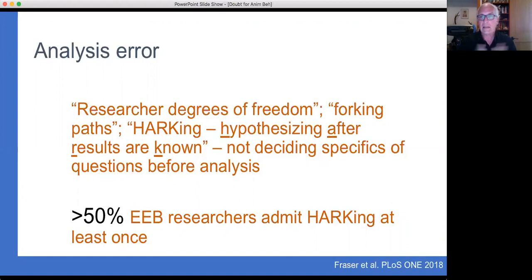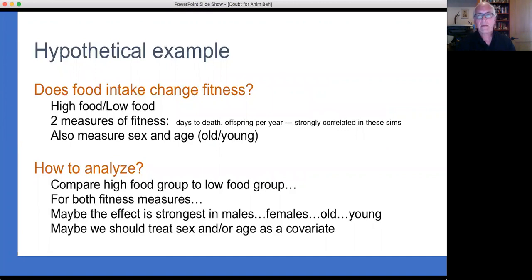A lot of us in ecology and evolution have admitted to doing harking at least once. Here's a hypothetical example. This happens all the time, but I'm not going to throw anybody under the bus. I just want to illustrate the issue. So let's say you cared about whether food intake changed fitness. You did an experiment where you either gave high food or low food. And you measure fitness a couple of different ways, say how long they lived, how many offspring they had. And let's say those two measures are strongly correlated. So you feel comfortable a priori using either one as your response variable.